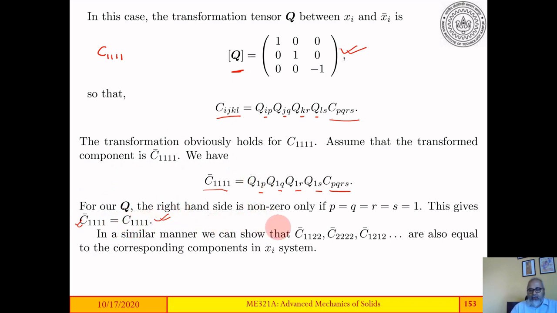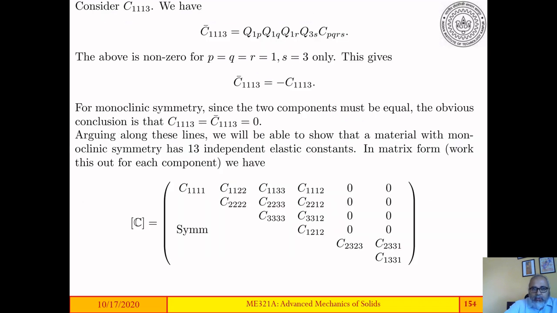So if we do it for 1122, 2222, 1112, etc., we'll also see that we will satisfy the condition that this transformation should not change the components. Now let us look at a case where we do the transformation for C1113. So we want to find out C bar 1113, which should be equal to C1113, because it's a transformation about a symmetry plane.